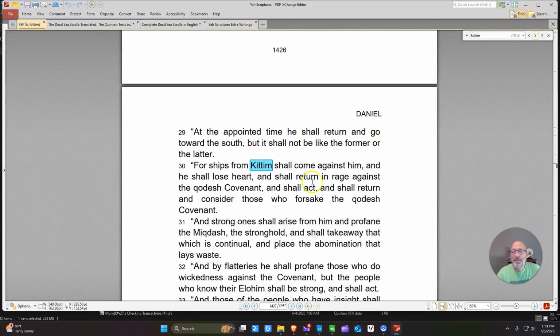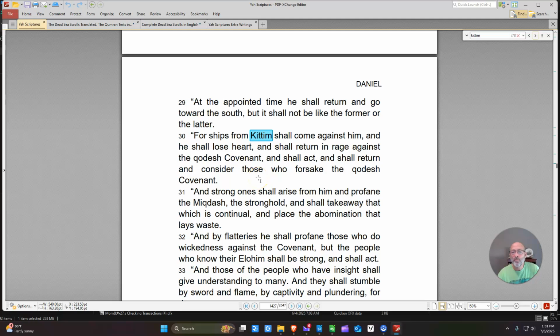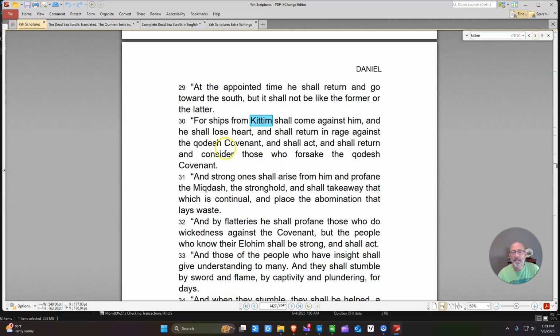"For the ships from Kittim shall come against him and he shall lose heart." This is Daniel, and it is talking about Antiochus. This is what we've been talking about, the ships from Kittim, which maybe included Rome, from those islands. Either way, we have the history of Rome coming against Antiochus and stopping him. And then Antiochus returned and raged against the Kodesh covenant and acted, and shall return and consider those who forsake the Kodesh covenant.